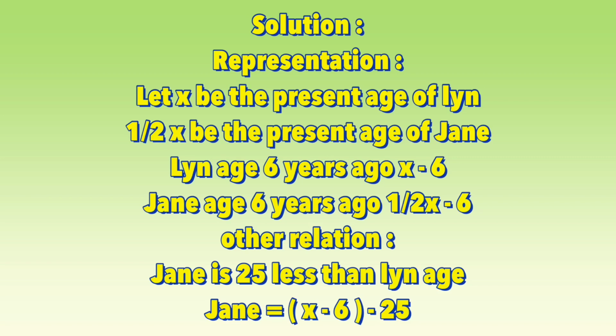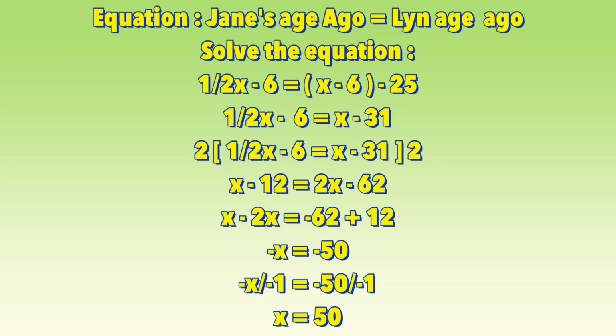Jane's age ago is 1/2 x minus 6 equals Lynn's age ago, which is the quantity x minus 6 minus 25. Okay, 1/2 x minus 6 equals, we're going to simplify the right side of the equation. We have x, then minus 6 minus 25, we add because of like signs, we have now 31. And the result, the new equation, is 1/2 x minus 6 equals x minus 31.